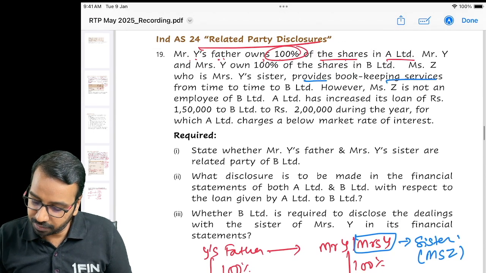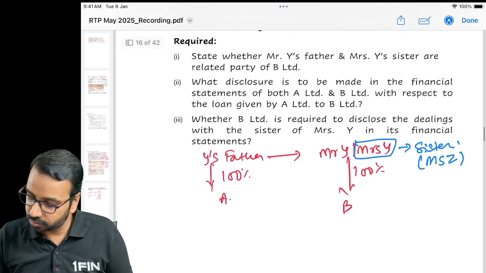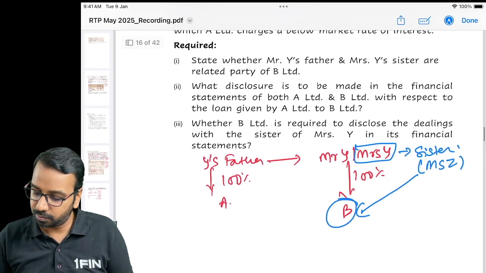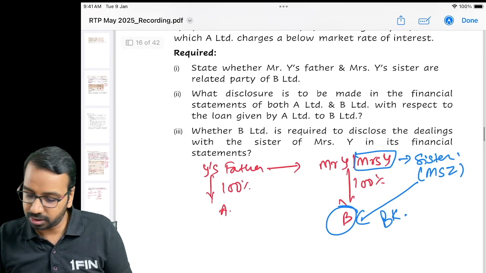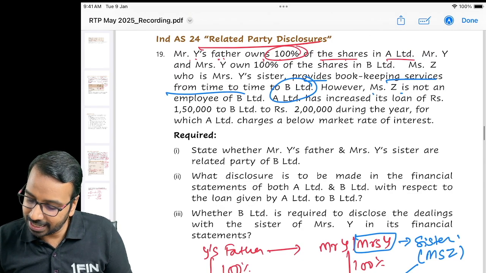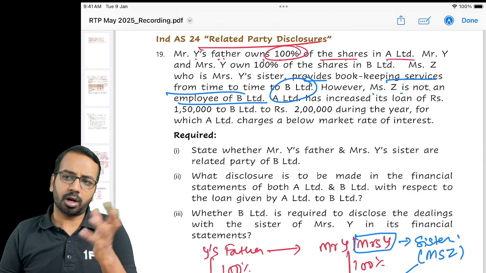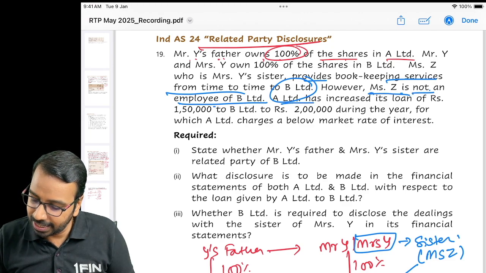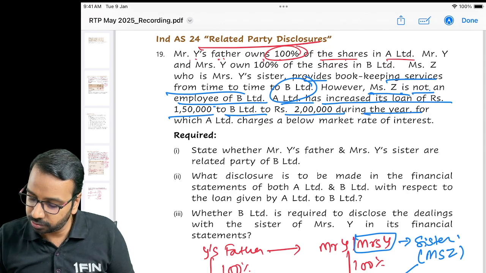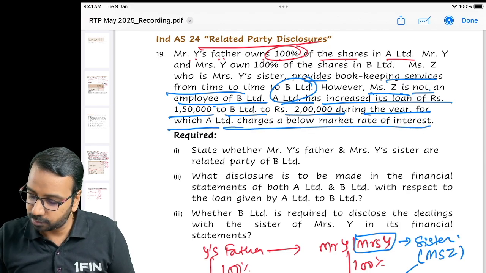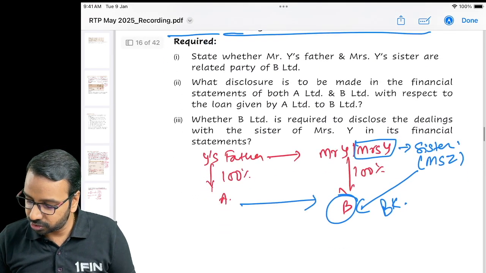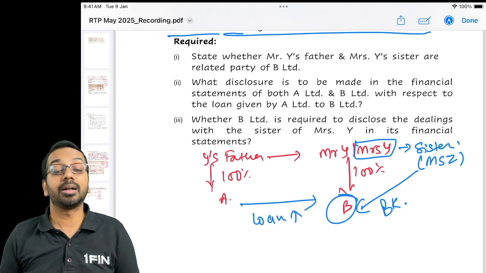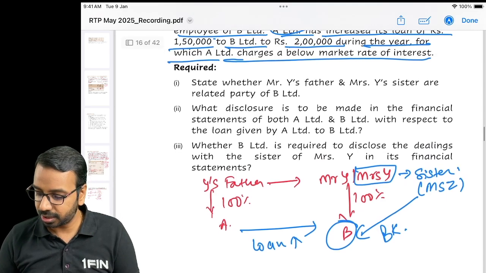Mrs. Z provides bookkeeping services from time to time to B Limited. What services? Bookkeeping services. Okay. Mrs. Z is not an employee of B Limited, so they are directly providing. A Limited has increased its loan of 1,50,000 to B to rupees 2 lakhs during the year, for which A Limited charges below market. So A has given a loan, the loan has been increased, and they have charged a below market interest rate.